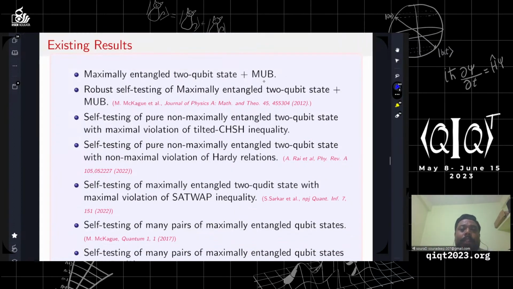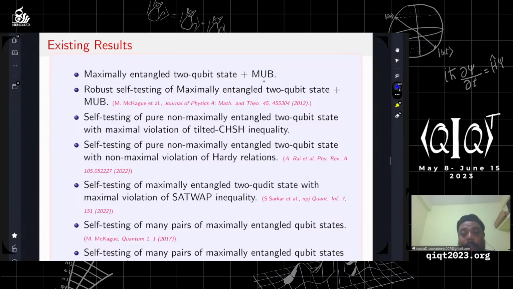So what are the existing results? Let's just summarize, and then I will tell you what we have done. The maximally entangled 2-qubit state plus MUB, that means the measurements on Alice and Bob's parts, has been self-tested, and the robustness has also been shown, that is, up to what extent we can self-test the maximally entangled state and MUB if we get a Bell value around 2√2.